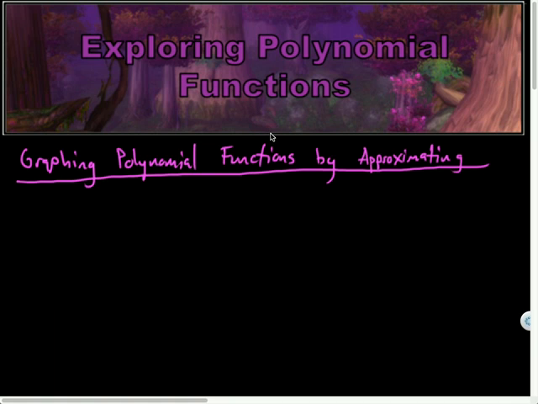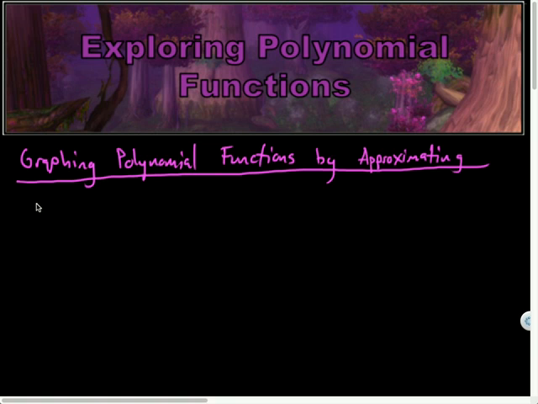Now, you've seen me use technology to accomplish these graphs, but today we're going to talk about being able to graph them based off of analyzing a table, really. So we're going to approximate the x-intercepts or zeros, and we're going to approximate kind of the hills and valleys, so to speak. So we're going to gain those techniques today.